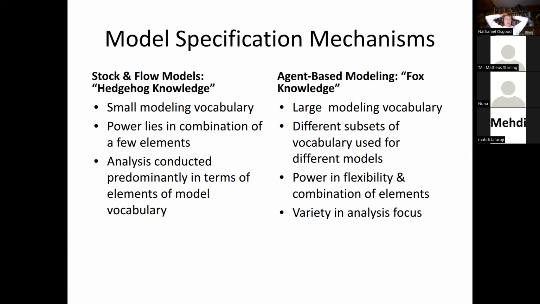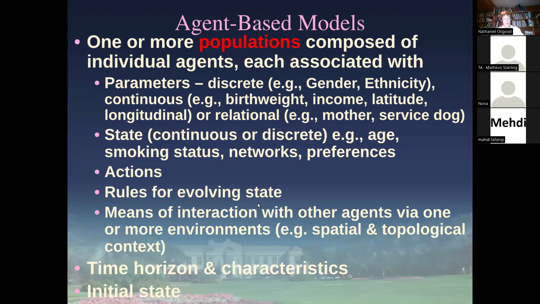This is based on, as I understand, a Russian proverb contrasting the knowledge of the hedgehog versus the knowledge of the fox. The hedgehog knows one thing really, really well and uses that thing. The fox has lots and lots of knowledge and employs different things at different times. It has a bigger repertoire. So here we have a large modeling vocabulary, different subsets of that vocabulary used for different models. And there's really a flexibility in how you combine these elements for a given model, and a flexibility of analysis focus using these.